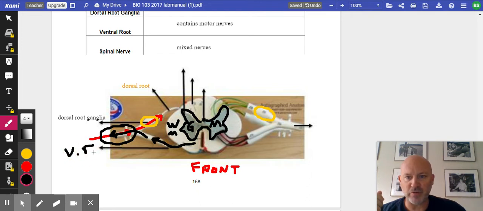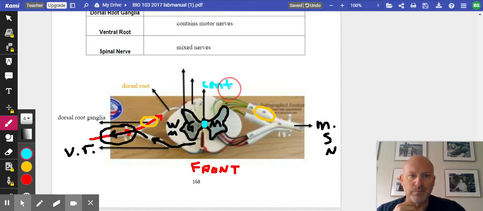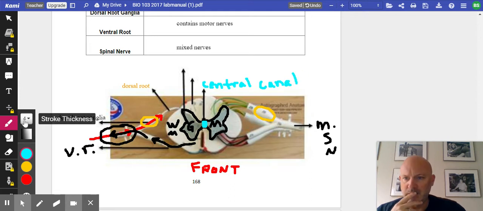I'm just going to abbreviate. You write in ventral root right there. This is the mixed spinal nerve. All right. Here's our central canal. The central canal is right in the middle, and this would contain spinal fluids. Central canal. It's a lot of fun writing with the mouse. And then, of course, we have white matter here and gray matter there.